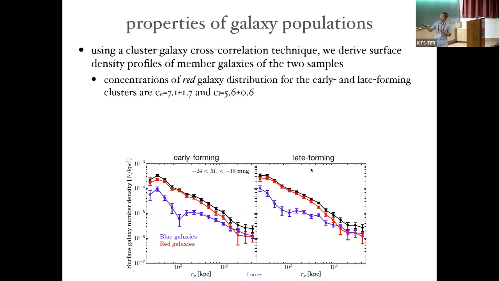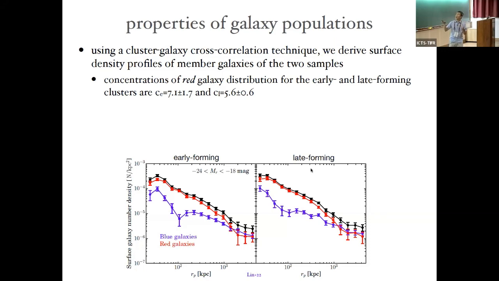So in this figure, the red and blue points are for red and blue galaxies. The black points are for the whole galaxy population. The early forming and late forming samples are shown on the left and right, respectively. It is found that the galaxies are more concentrated in the early forming sample.